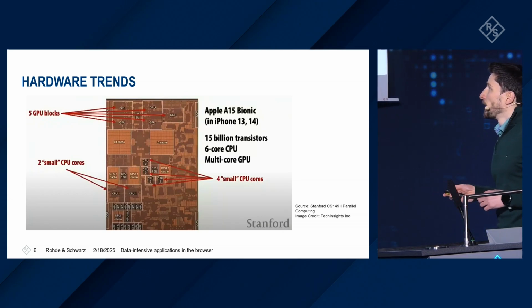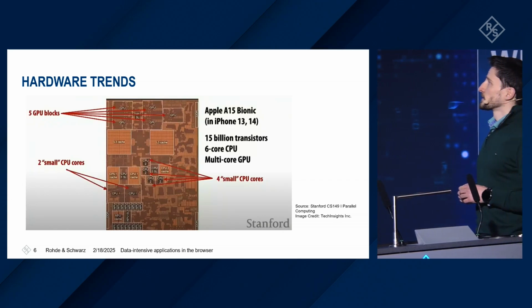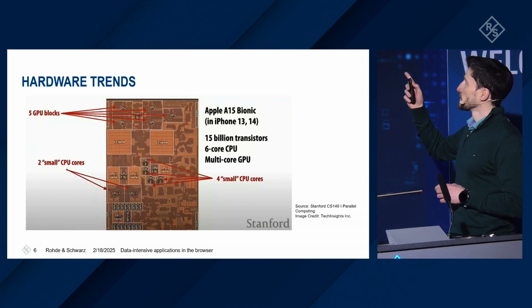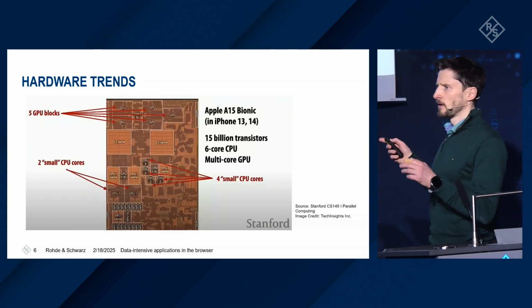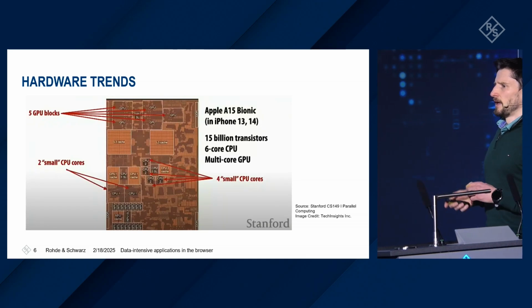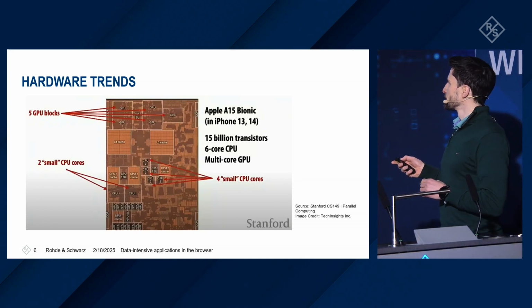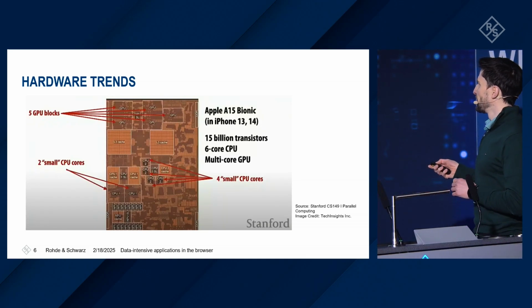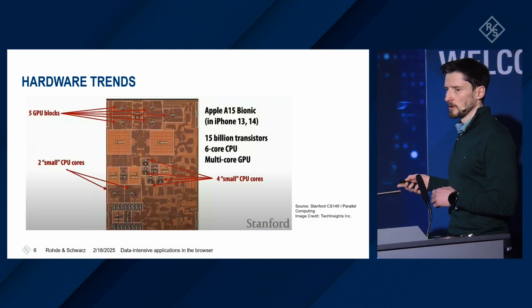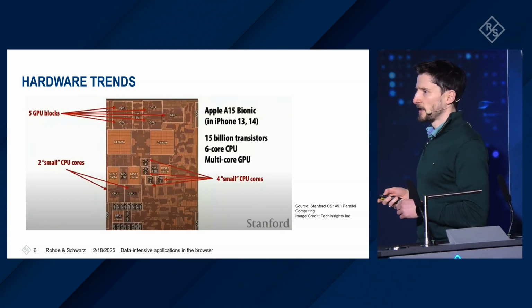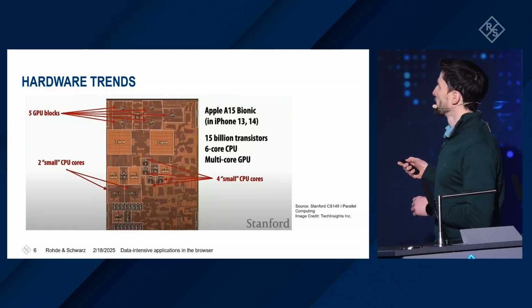So this, for example, is a system on a chip from Apple. It's the A15 Bionic. There is a newer version, I think the A16 in newer iPhones, but it's basically the same. I took the slide from the Stanford CS149 course Parallel Computing. Really interesting course. I can highly recommend watching it if you're interested.